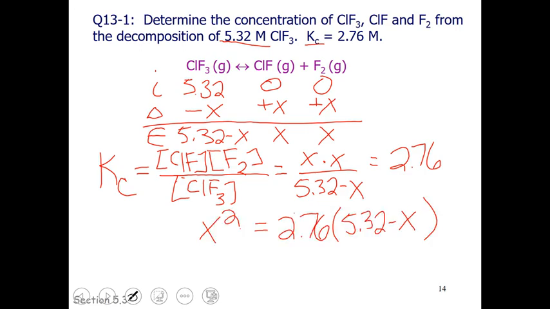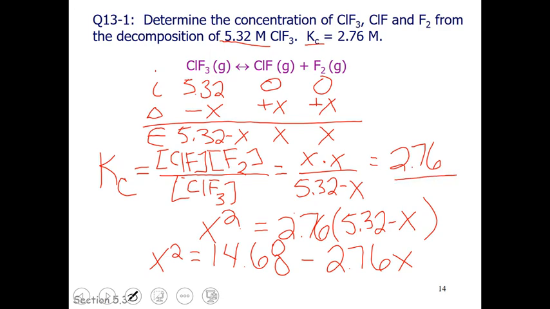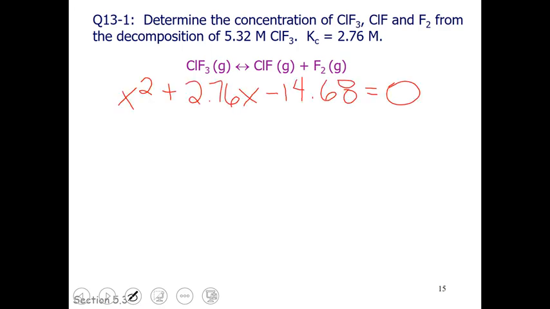So when we cross multiply, we have x squared is equal to 2.76 times the quantity 5.32 minus x. So that, of course, gives us x squared equal 14.68 minus 2.76 times x. This is going to turn into a quadratic that we need to solve. Because the Kc value is somewhat significant, we cannot assume that x is tiny compared to 5.32. So we are going to have to solve a quadratic. So of course I will bring everything to one side and set it equal to 0. So now I have this expression here, which you can solve using the quadratic equation.